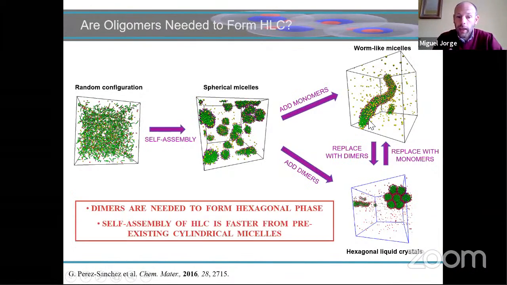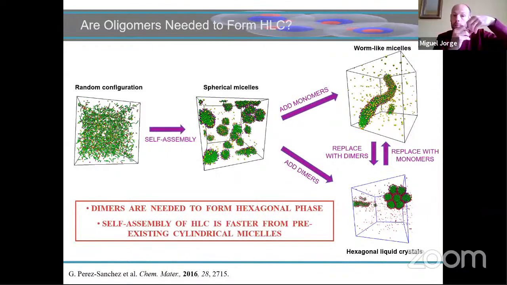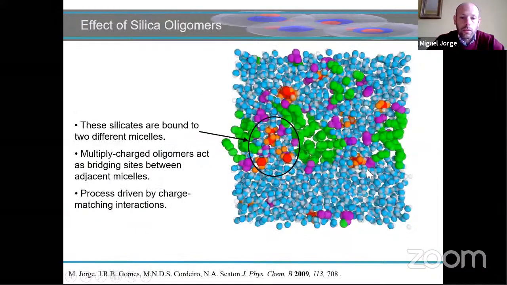So essentially, the key element is that once you form a silica dimer, you have a molecule with two negative charges that acts as a bridge between micelles. So one end is interacting with one micelle, the other end is interacting with another micelle, and so that enables the formation of these bridge structures, which then promote the formation of these hexagonal liquid crystals. Okay, so this is a really interesting insight we got from this simulation.